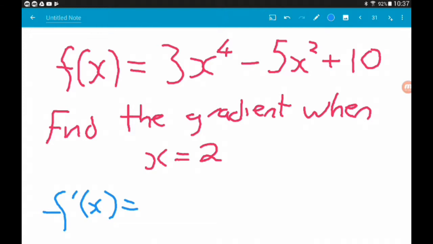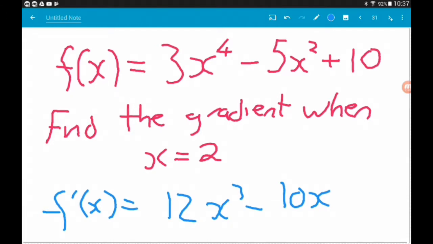is going to be, well, the 4 comes down and multiplies to 3. So that gives us 12x cubed. Then we've got minus, the 2 comes down and multiplies to 5. So we get minus 10x. And the constant at the end disappears completely. So that's our gradient function.